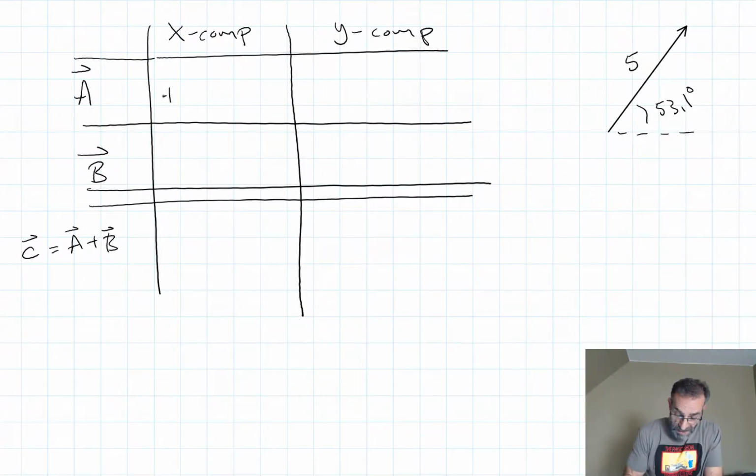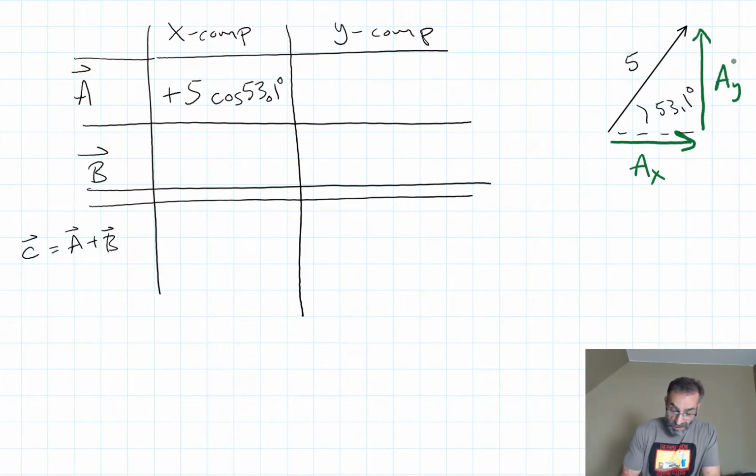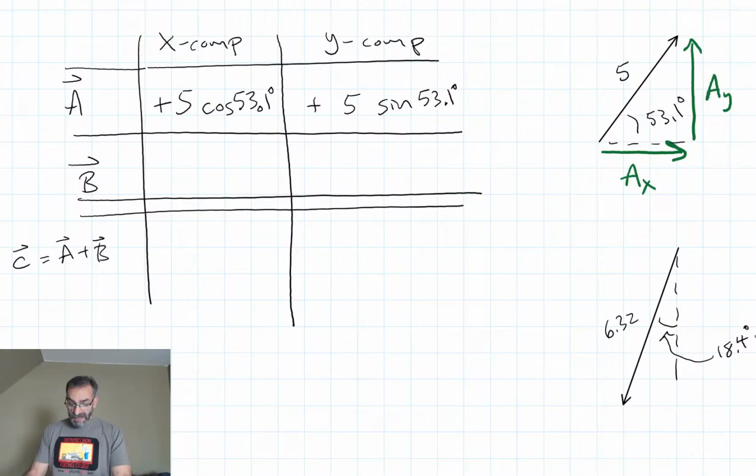So this is going to point in the positive direction, our A sub x, and it's going to be the magnitude of the vector times the cosine of 53.1 degrees. And our y component is also pointing in the positive direction, 5 sine 53.1 degrees. Vector B, 6.32 magnitude with an angle with respect to the negative y-axis of 18.4.